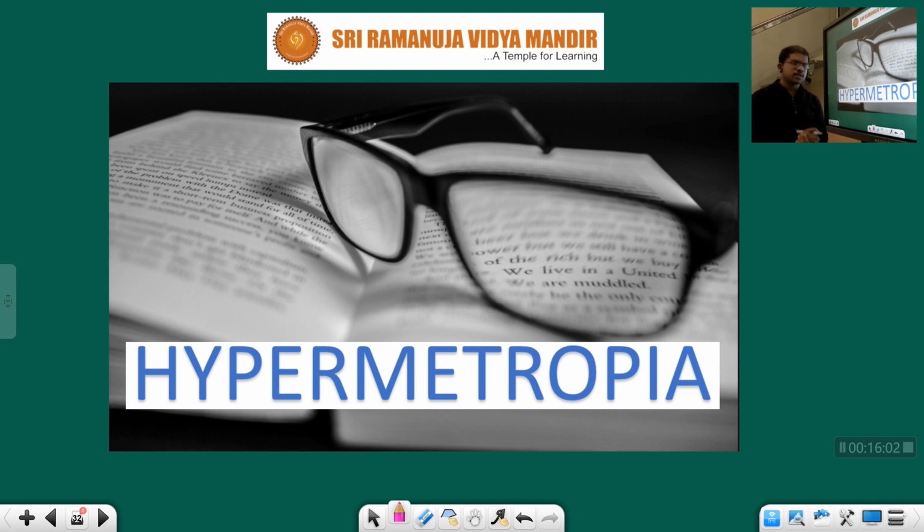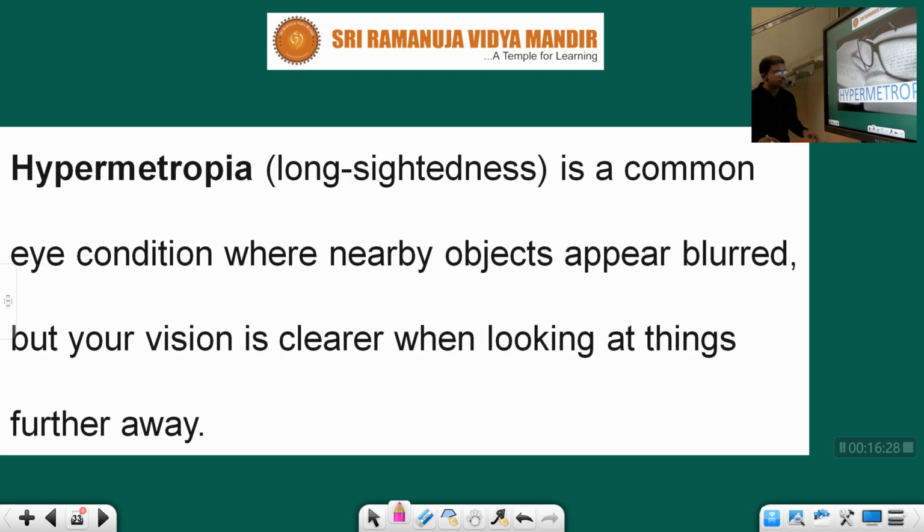In the previous case, what happened? The people can see the things which are near, but which are far, they can't see. These persons who are affected by hypermetropia can see the things which are far, but they can't see the things which are near to them. Okay, children. So this is nothing but long sight. Usually in general terminology it is long sight. So let us see the definition, children.